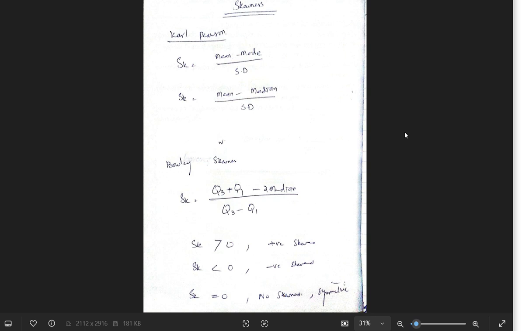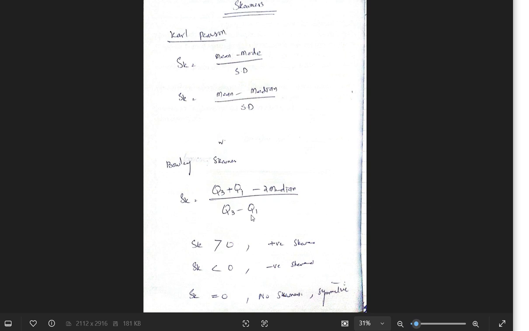Sometimes instead of the median, we have Q2. So SK is equal to Q3 plus Q1 minus 2 Q2, divided by Q3 minus Q1. That's the Bowley skewness. The values will be given. You just have to put them in. I'll sort out some values and then give them to you.